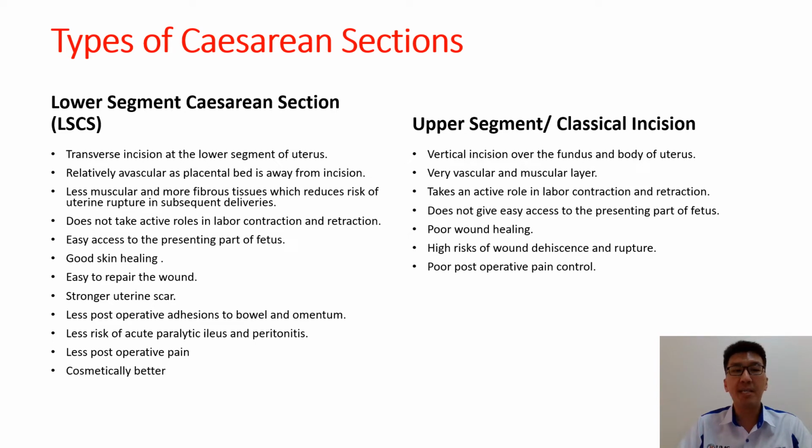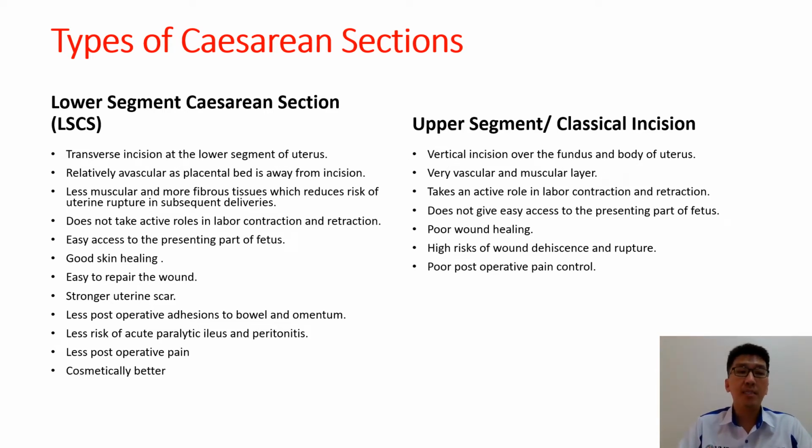The lower segment is usually less muscular and has more fibrous tissue, and thus reduces the risk of uterine rupture in subsequent deliveries. And this lower segment does not take any active role in labor contraction and retraction. It is also an easy access to the presenting part of the fetus, which will promote good skin healing. In addition, it is also easy to repair the wound, with a stronger uterine scar, because it is at a lower segment.